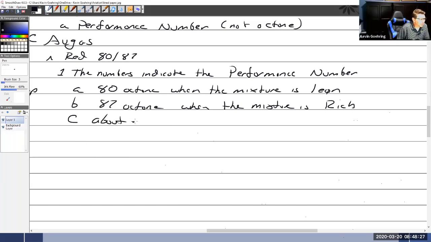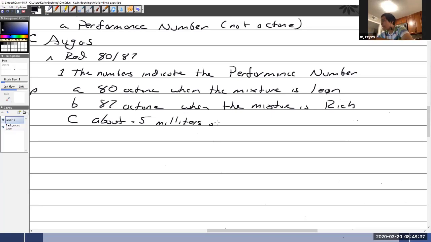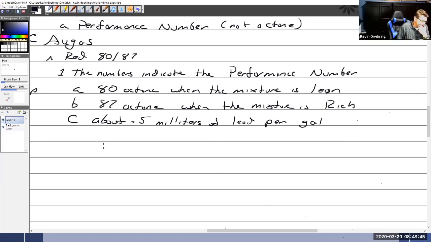About 0.5 milliliters of lead per gallon. All right, so we got that.